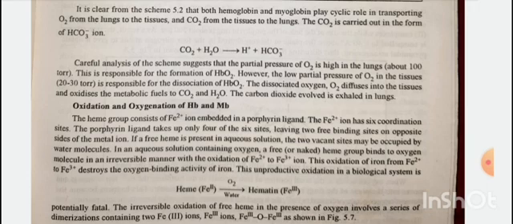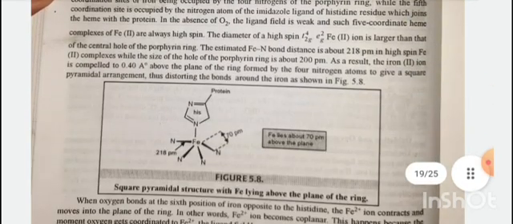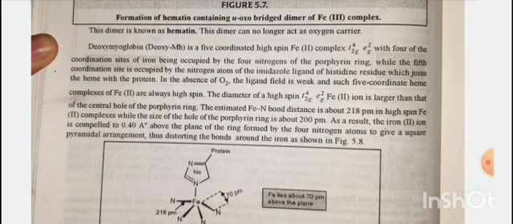This unproductive oxidation in a biological system, heme (Fe2+) + O2 + water gives hematin (Fe3+), is potentially fatal. The irreversible oxidation of free heme in the presence of oxygen involves a series of steps, with dimerization containing two Fe3+ ions, Fe3+-O-Fe3+, as shown in figure 5.7. This dimer is known as hematin. The dimer can no longer act as an oxygen carrier.